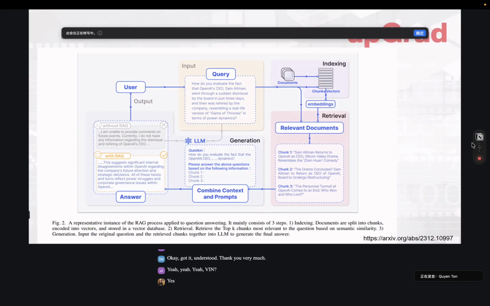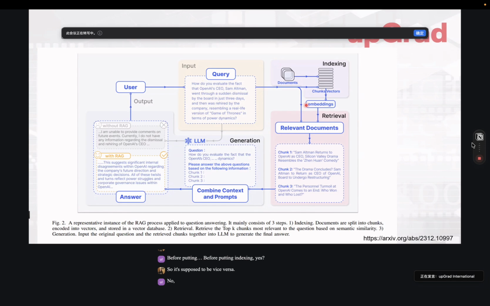Yes, Professor. I just have quick questions about the embeddings and indexing. Embedding is vectorizing. So we're supposed to do vectorizing before indexing, right? So it's supposed to be vice versa.